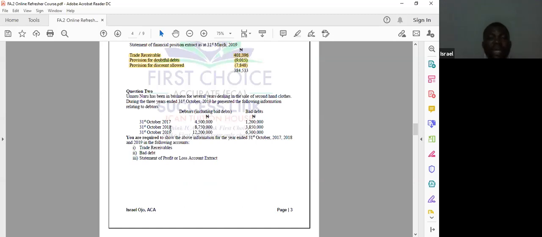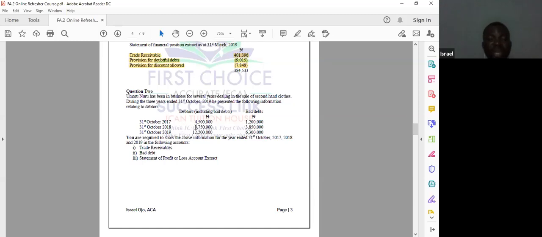Now as at this end, I have 4.5, right? I have 4.5. As at 2018, I have 8,750,750. Now look at it, there's a difference here. It means if my opening balance, if I remove 1.2 from 4.5, that will give me 3.3.